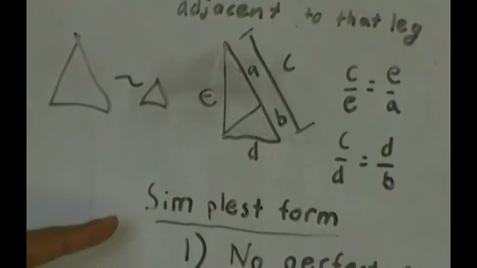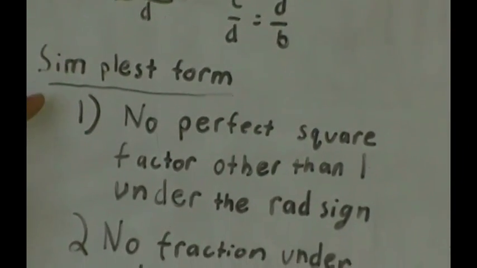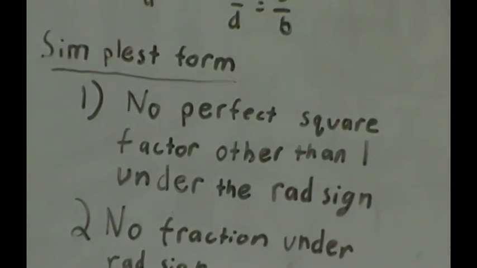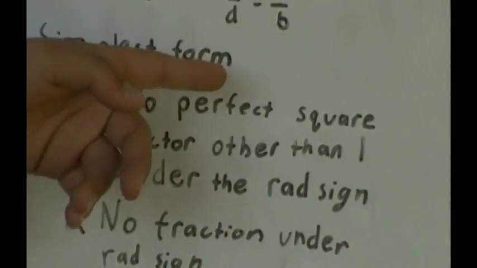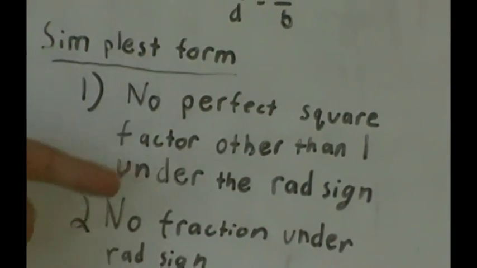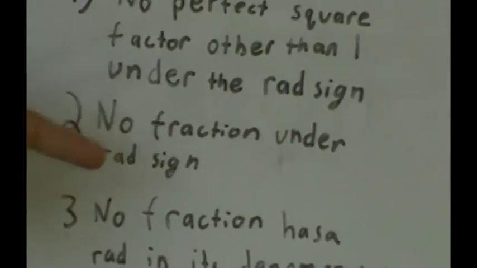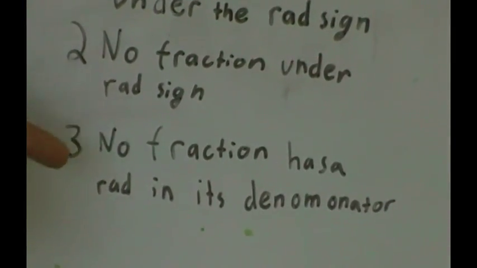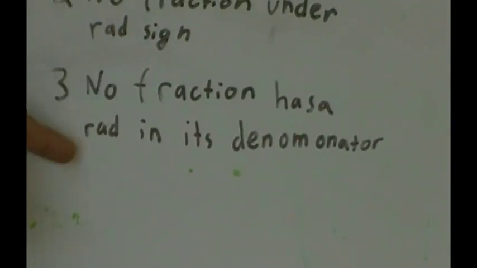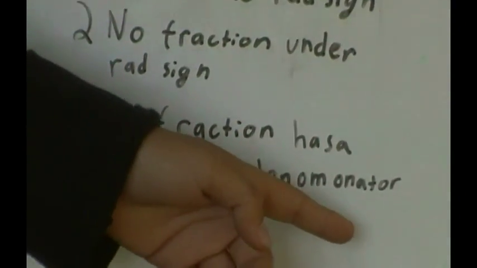Now, keep in mind simplest form. This is when numbers are under the radical sign. No perfect square factor other than 1 is under the radical sign. No fraction is under the radical sign. And no fraction has a radical in its denominator.